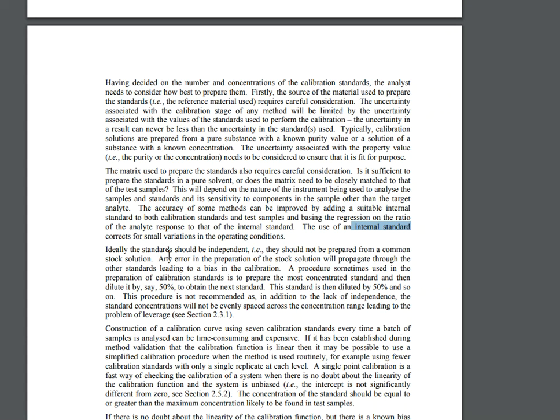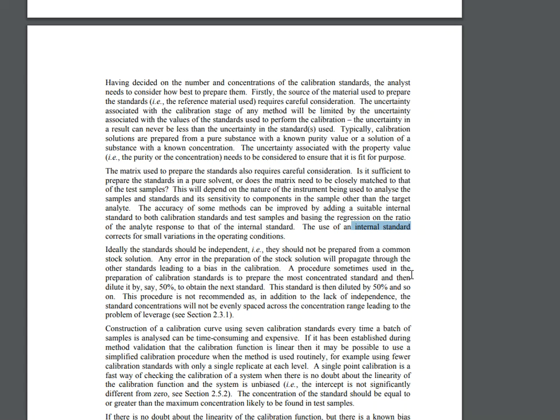It says, ideally, the standards should be independent. They should not be prepared from a common stock solution. Any error in the preparation of the stock solution will propagate throughout the other standards, leading to bias. You don't want that to happen.